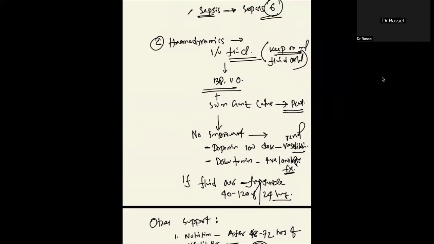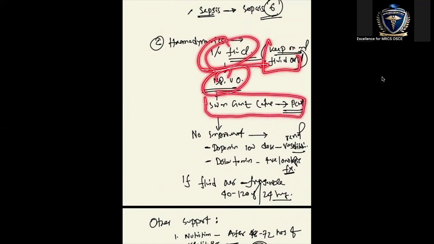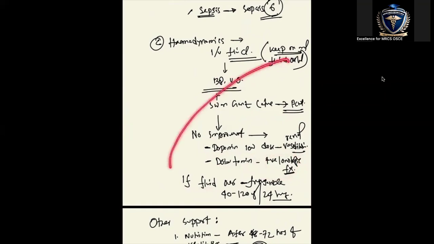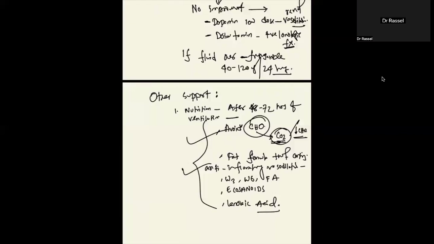So okay, we'll give a fluid challenge and go. We'll then check BP and urine output, if adequate, good. Then we'll insert a Swan-Ganz catheter to measure pulmonary capillary wedge pressure. We can use low dose steroid, renal vasodilators, dopamine, and dobutamine for cardiac function. If there is fluid overload, then we consider furosemide.